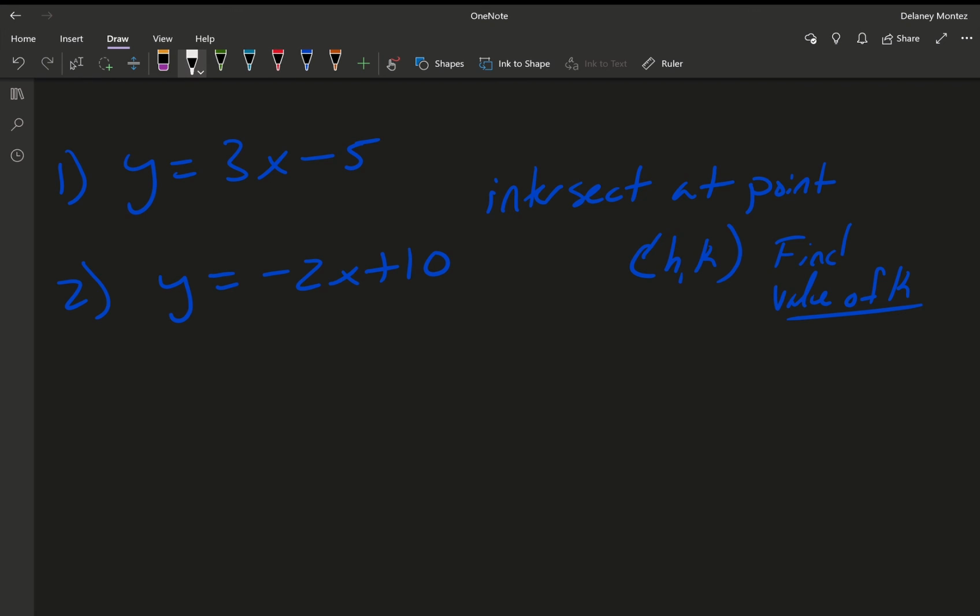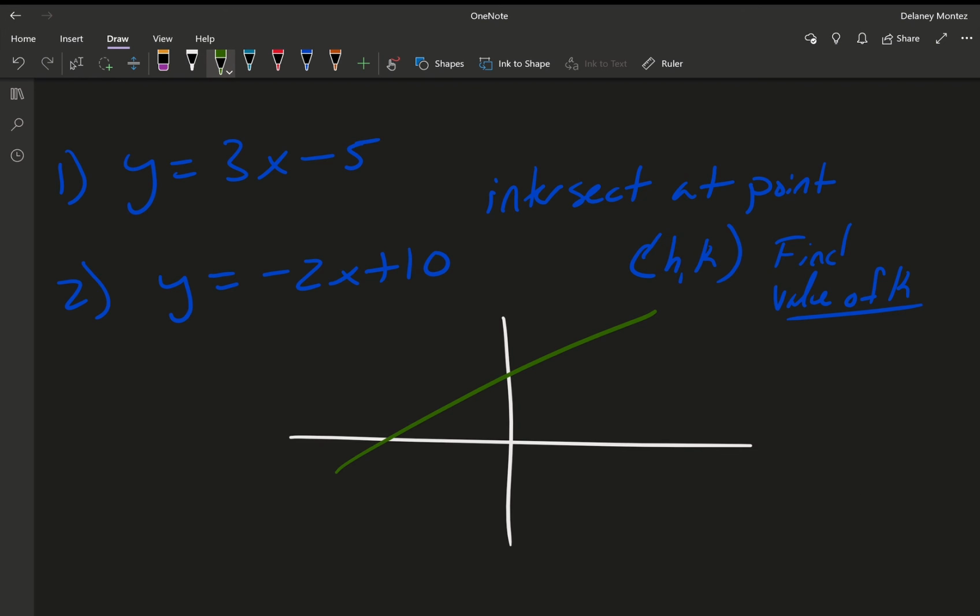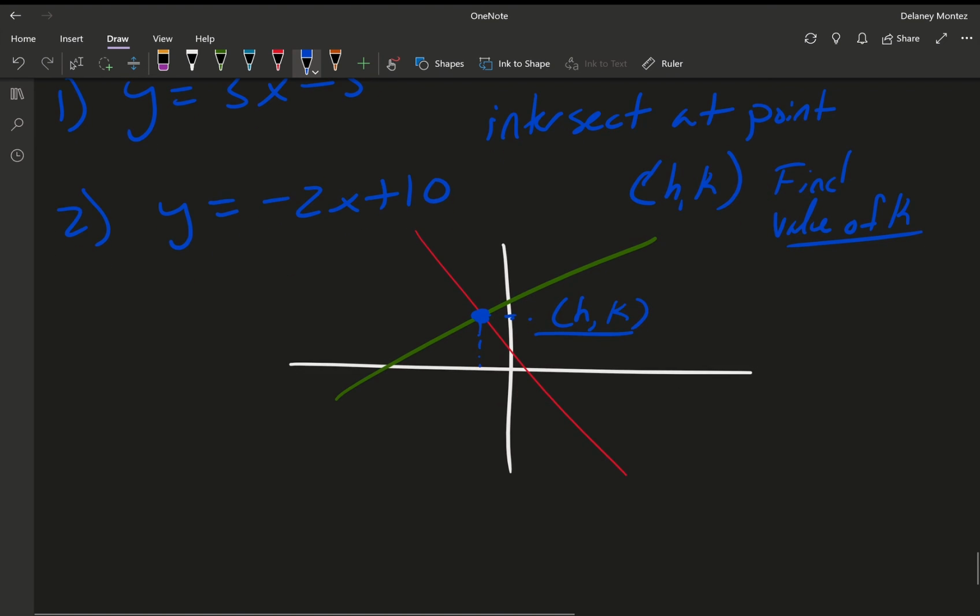Okay, so you have your two lines, and they intersect at point (h, k). What does that mean? If we have a graph like this and you have a line here, let's say this is line 1, and you have another line here, we'll say this is line 2, that means they're going to collide at some point here. This coordinate has an x value of h and a y value of k. It's not given to us, we don't know, and that's okay. But we know that their x values are going to be the same here.